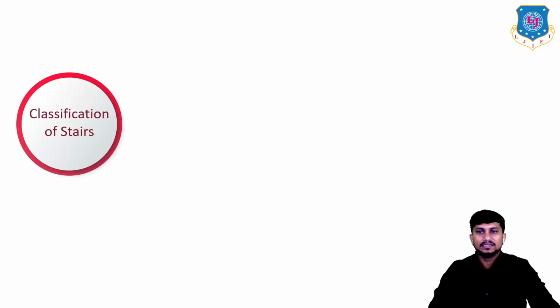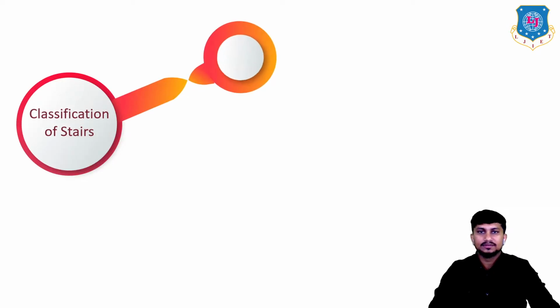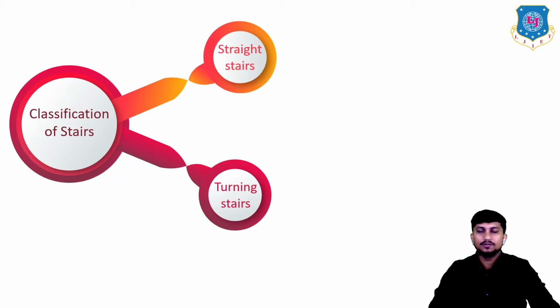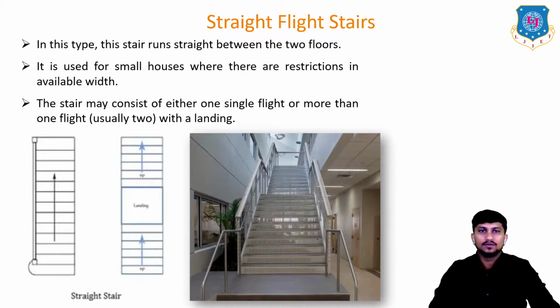Now let's see the classification of stairs. There are mainly two types of stairs: straight stairs and turning stairs. First, we will see the straight type of stairs, or you can say straight flight stairs. In this type, the stair runs straight between two floors. It is used for small houses where there are restrictions in available width.